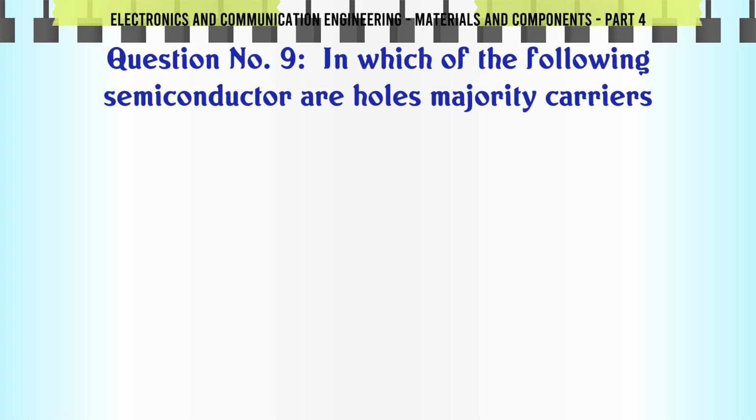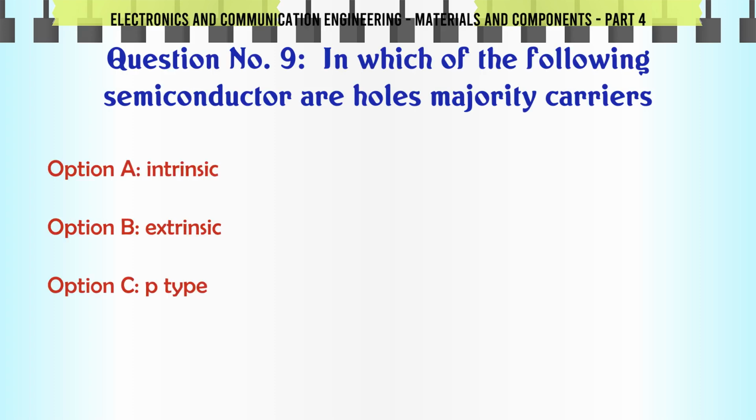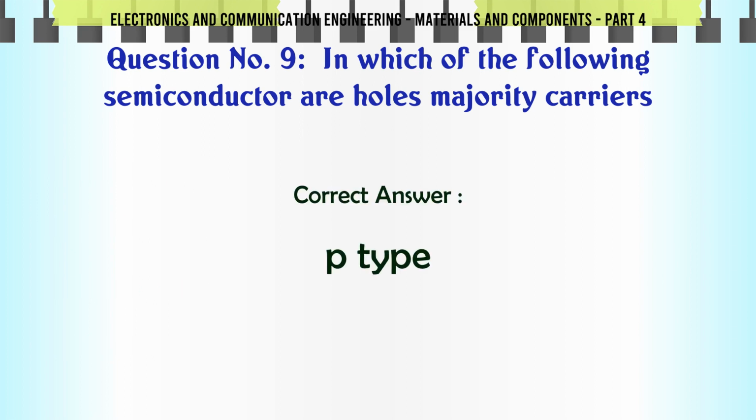In which of the following semiconductors are holes majority carriers? A. Intrinsic, B. Extrinsic, C. P-type, D. N-type. The correct answer is P-type.